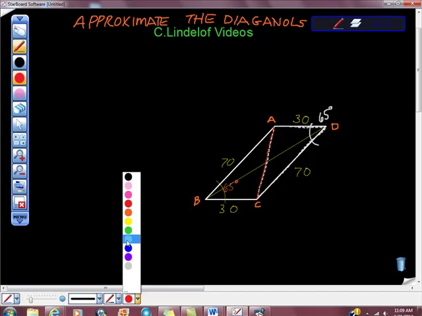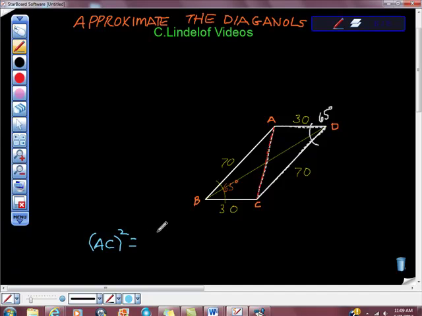Some of the stuff I'm going to say about it is that AC squared is equal to, this is my law of cosines, isn't it? It's equal to 30 squared plus 70 squared minus 2 times 30 times 70 times cosine 65 degrees. Here's the triangle I'm looking at right here. Can you see it? So this is my law of cosines.